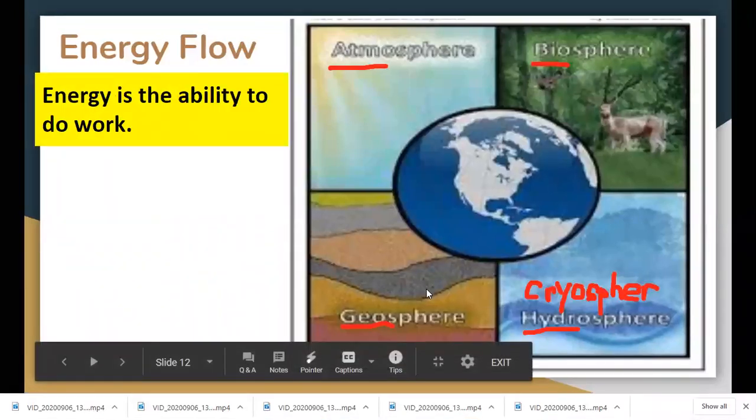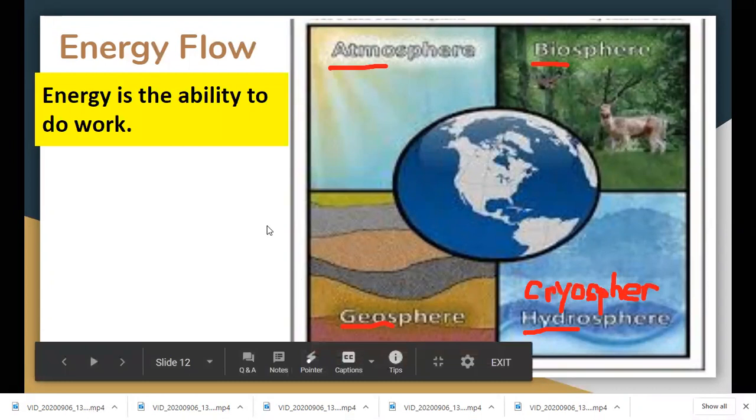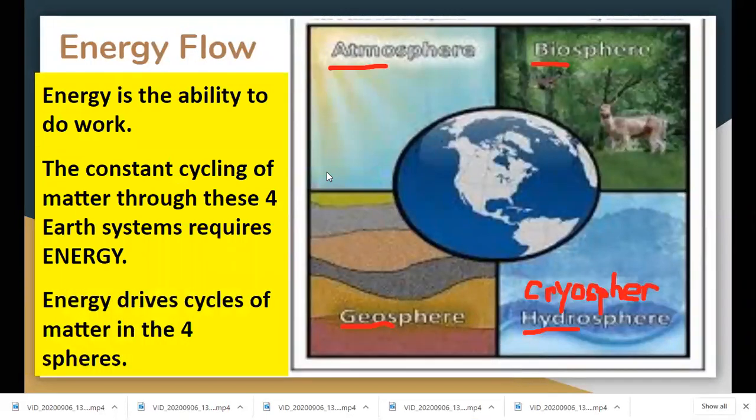Energy is the ability to do work. So if you have no energy, you're probably going to not get your homework done, and you're probably going to sit on the couch and watch television or take a nap. So without energy, you can't do work. Same with the earth. The energy is needed for the constant cycling of matter through the 4 earth systems, right? So you're going to need that energy to cycle through the atmosphere, the geosphere, the hydrosphere, and the biosphere. Energy is going to drive the cycles of matter in the 4 spheres.